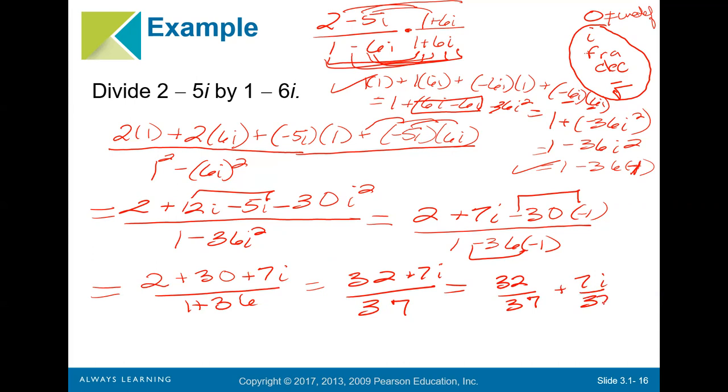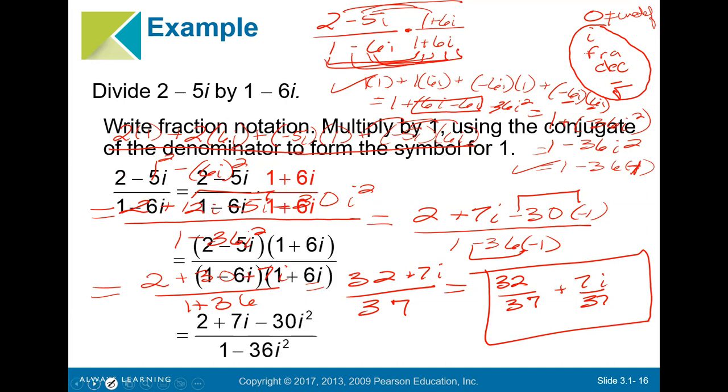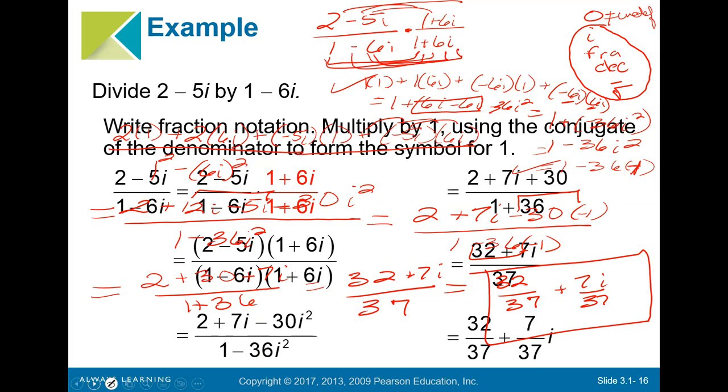And you can write the i out to the side or on top. Just make sure it doesn't go in the denominator. So this is real plus or minus the imaginary. Oh, and always reduce, guys. Always reduce if you can. And you notice this next slide has our answer. And that ends it.